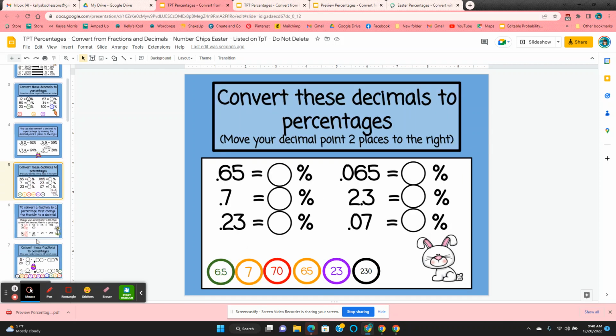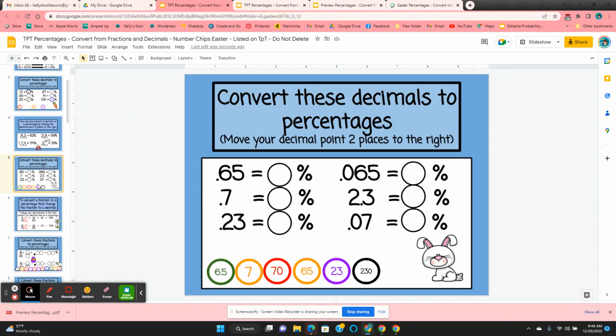And then they get a few slides where they're going to practice that. So they have to be really careful because this one would be 70%. They have to add a 0, and this one 7%. So they have to count correctly.